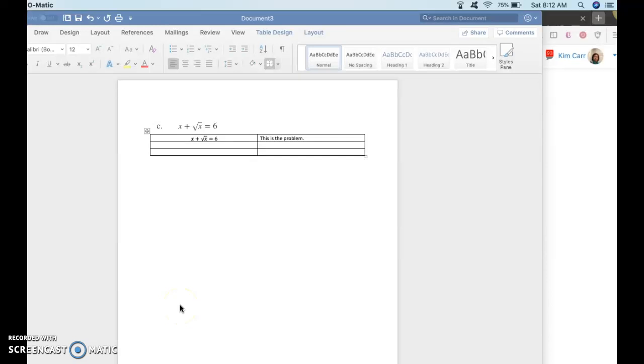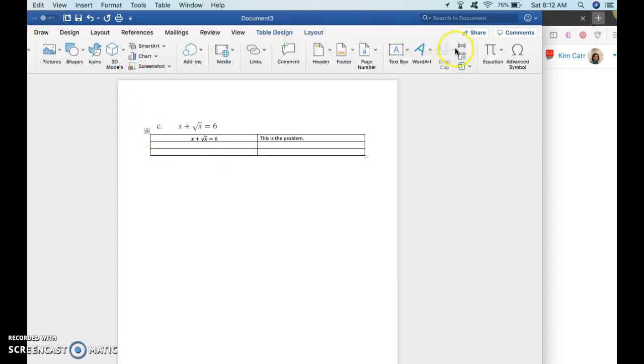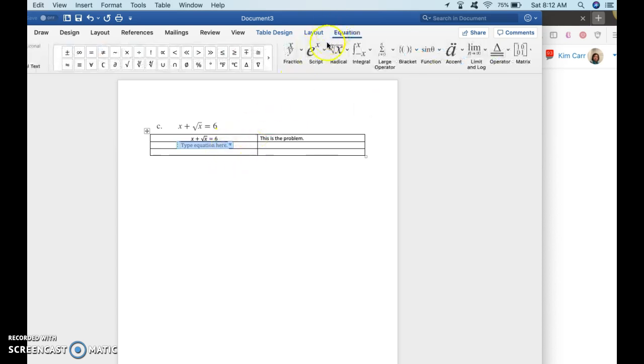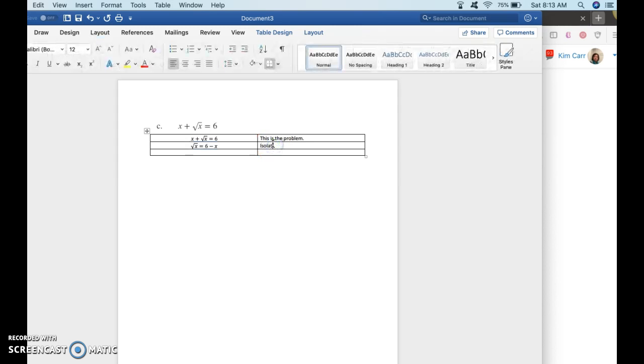Okay, I'm going to try to work this problem out and explain it as I go, because I think you're having a little bit of difficulty understanding this. The first thing I would do would be to isolate the square root right here. So I'm going to retype it with the square root isolated. So that's going to be 6 minus x. So I isolated the square root.